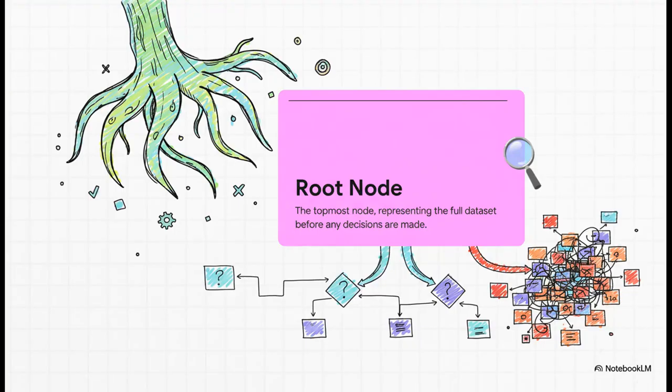Okay, so every single decision tree has to start somewhere, and that starting point is called the root node. Just think of it as step one. It's where our entire messy, unsorted data set is just sitting there, waiting for that very first question.